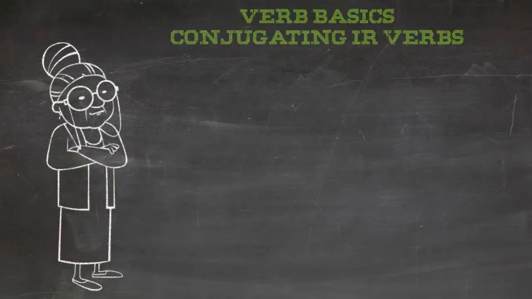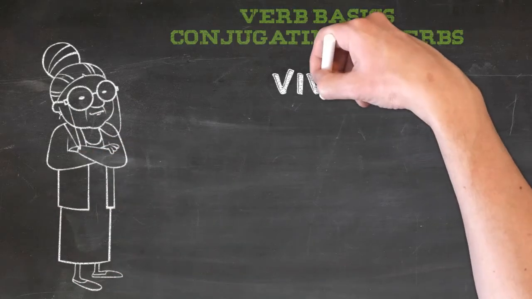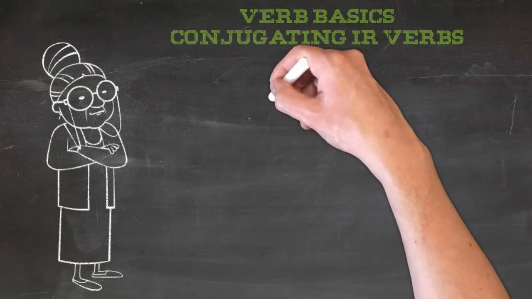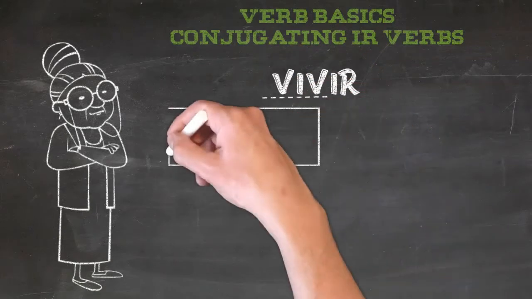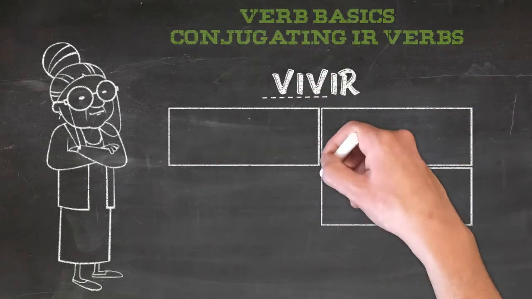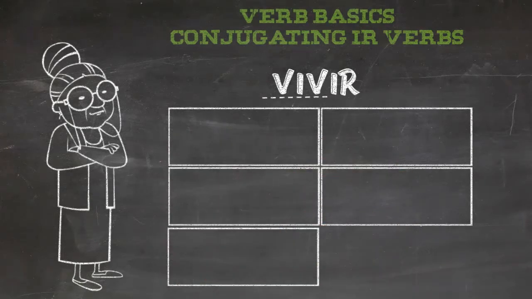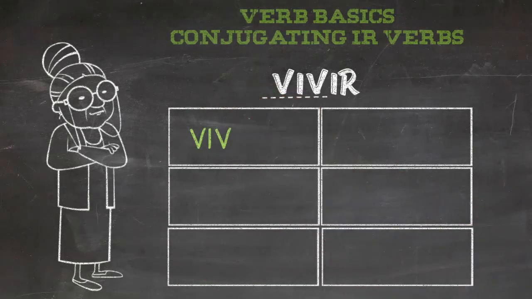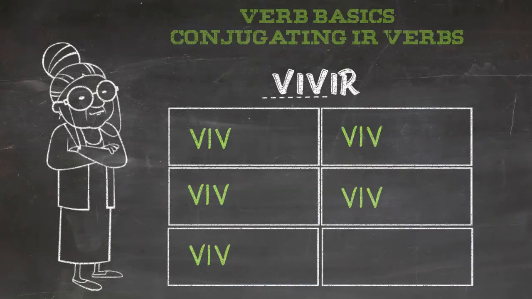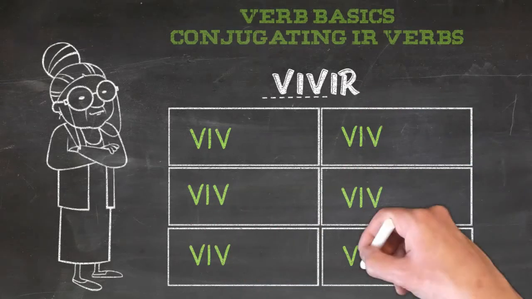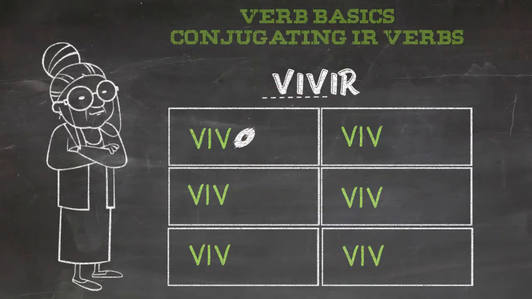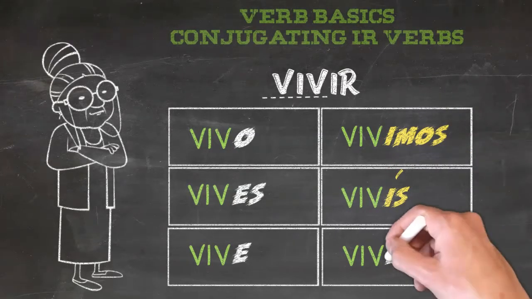We've done an AR and we've done an ER, now we'll take an IR verb. Remember, the IR verb endings differ slightly. Hopefully you remember that they are in the nosotros and vosotros. We identify the stem for vivir, which is viv. Copy it 6 times. Remember, it looks like an ER verb, except for the nosotros. And that vosotros.